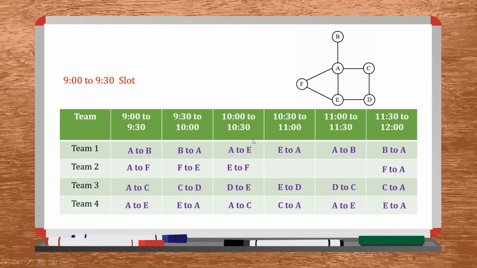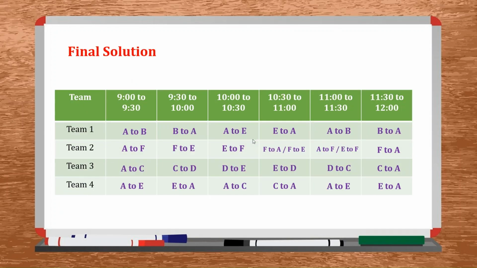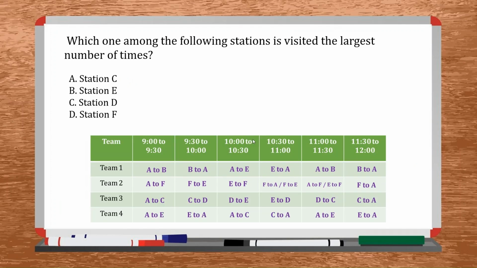So I have filled all the information that I have. And for team 2, I can now actually put 2 paths. As you remember, team 2 has to go from F to A or F to E and then come back from A to F or E to F to reach F by 11:30. So this is the final solution that I can arrive at. Now let's go through the questions.